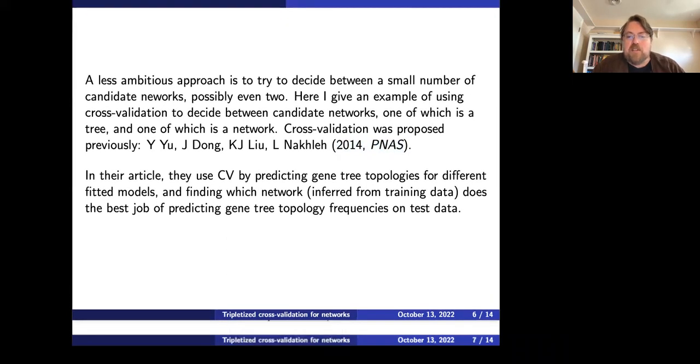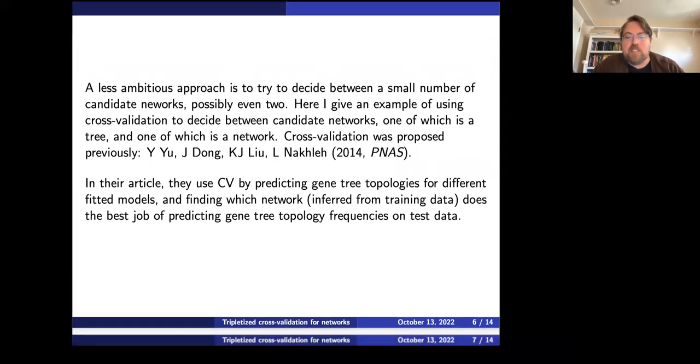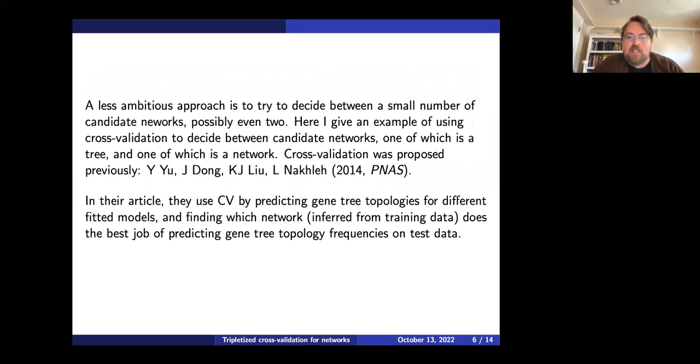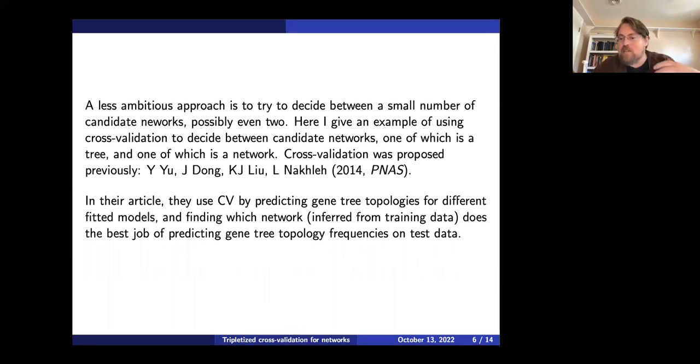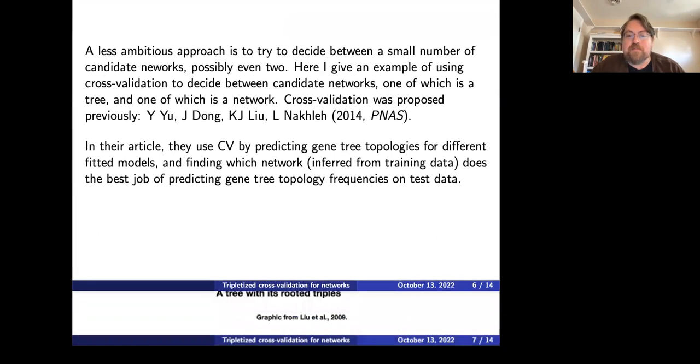Okay, so in their article, they use cross-validation by predicting gene tree topologies for different fitted models and finding which network does the best job of predicting gene tree topology frequencies. So they're using branch lengths in the gene trees to infer the parameters in the network, but then in order to do the cross-validation part, they're using the network to predict how often different gene tree topologies would occur, and figuring out which network does the best job of predicting the gene tree topologies, not the branch lengths in the gene trees. At least that's my understanding of the paper.